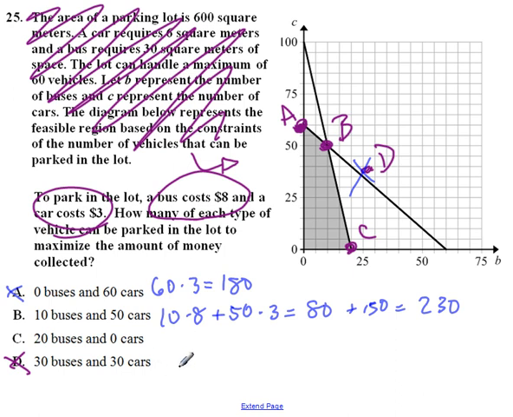Last one, what if we just fill it all up with buses? Well, buses are costing $8 each, so 20 times 8. What's that? 160. That's the lowest of all. So B is our answer because it is giving us the most money. $8 for all 10 of our buses, I'm sorry, and $3 for all 50 of our cars added together.